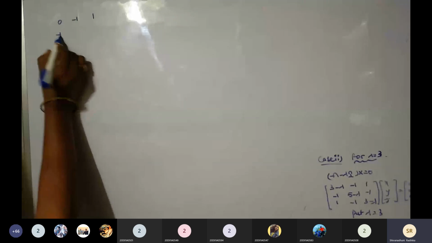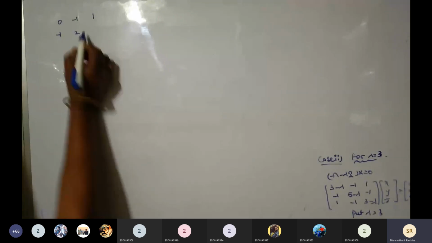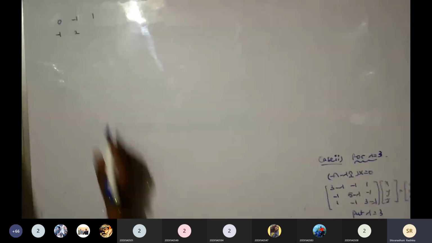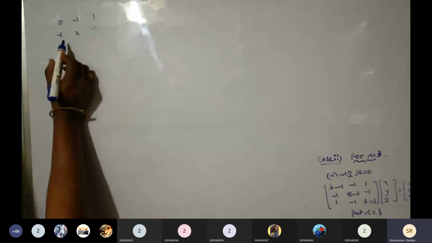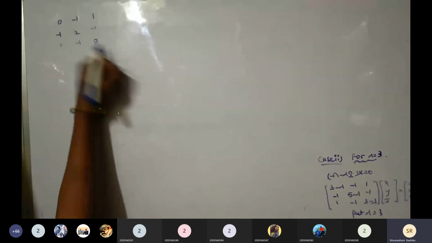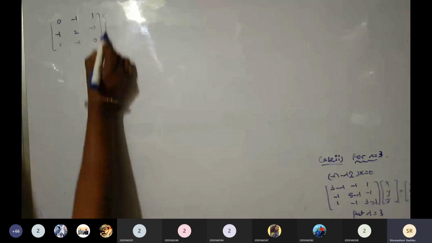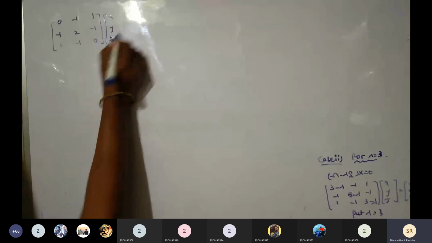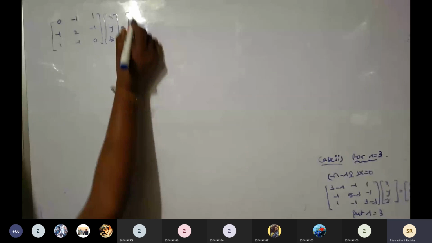Next, for lambda equals 3, we need to find the eigenvector. Now I'm going to substitute lambda equals 3 here. So 0, minus 1, 1; minus 1, 5 minus 3, it is 2, and minus 1; 1, minus 1, 3 minus 3, already it is 0. Into x, y, z, which equals zeros.